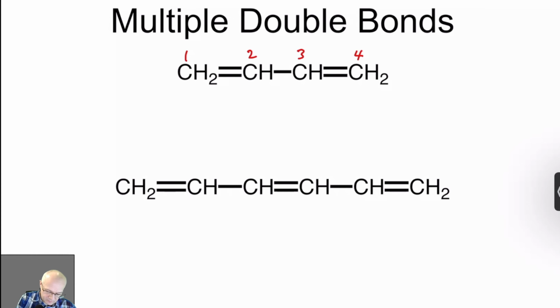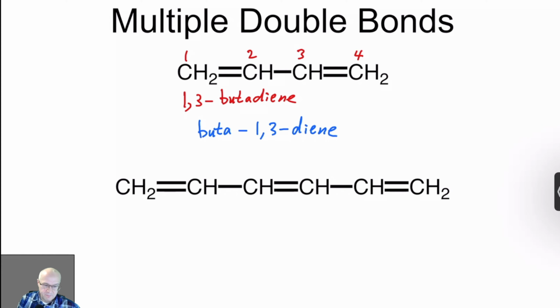The old way, 1 dash 3 dash butadiene, 1,3-butadiene. The new way, you would say but dash 1, 3 dash diene. So you see, the only thing that's different is we move this numbering system into the name. That's all the difference is, really.